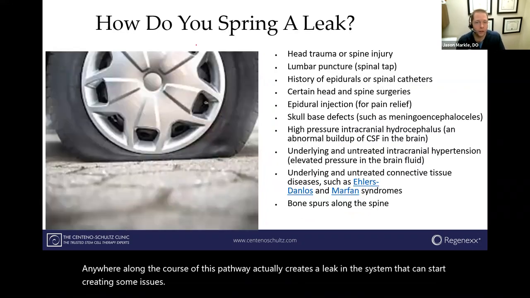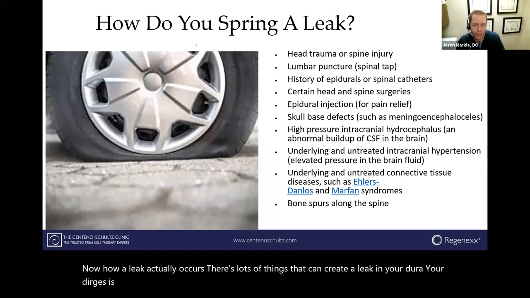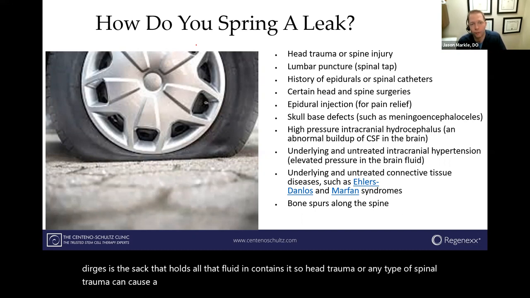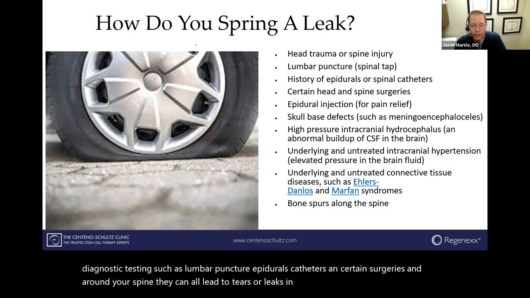Now, how a leak actually occurs, there's lots of things that can create a leak in your dura. Your dura is just the sac that holds all that fluid and contains it. So head trauma or any type of spinal trauma can cause a puncture in there. Some people do interventional procedures for diagnostic testing, such as lumbar puncture, epidurals, catheters, and certain surgeries around your spine. They can all lead to tears or leaks in the dura itself.